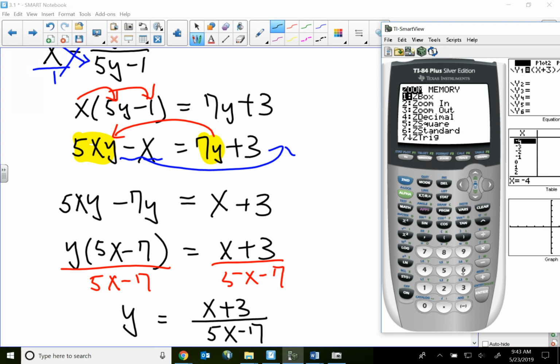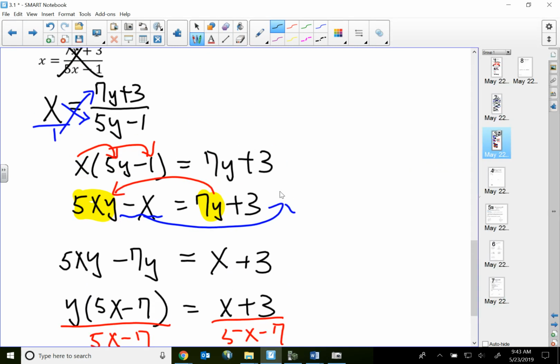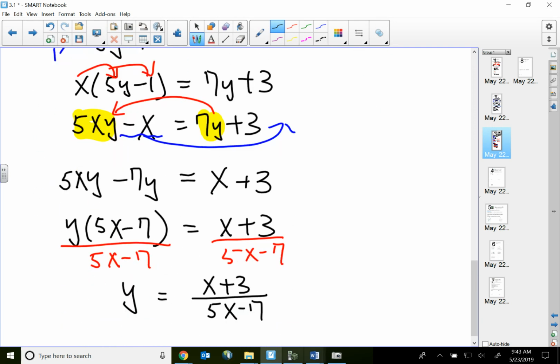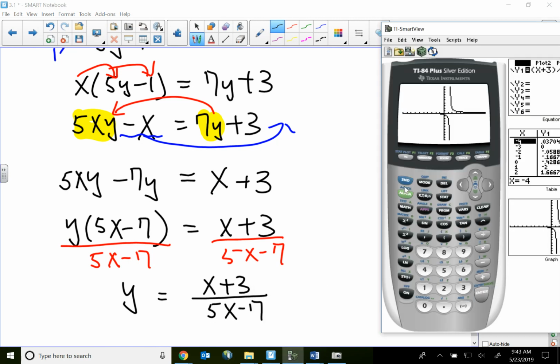All right, go to standard window. This is what my rational function will look like. Here we go. So that is actually a function. Okay, it's considered a function. So what is my domain?